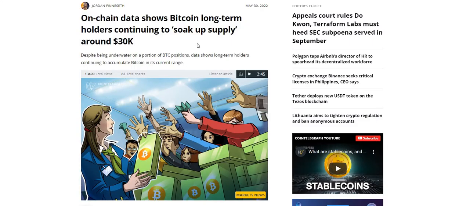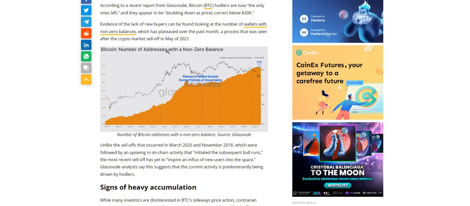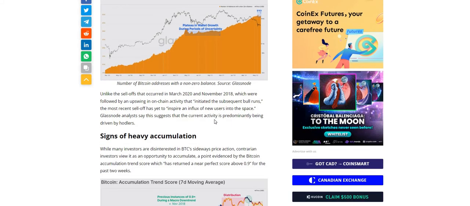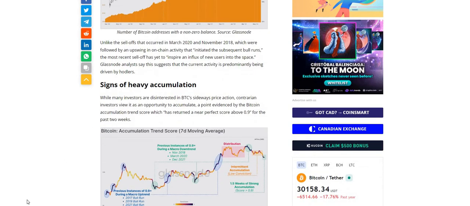So super quickly, just some things I'm seeing in the news are on-chain data. Cointelegraph sent this out recently, saying that on-chain data are showing that Bitcoin long-term holders are continuing to soak up supply around 30,000. So they've got a chart here: the number of addresses with a non-zero balance of Bitcoin is continuing to increase while price is decreasing. So I think overall this is just a good sign that people are accumulating, and that people aren't taking their Bitcoin and putting it on exchanges and selling it. So check it out if you're interested.